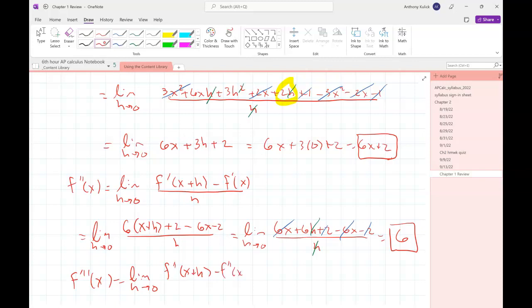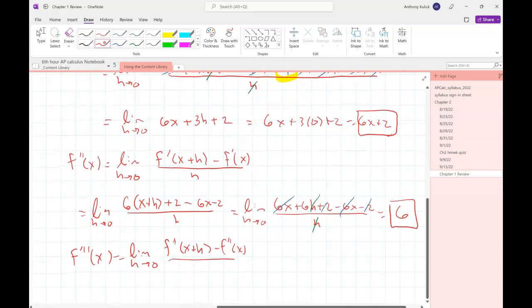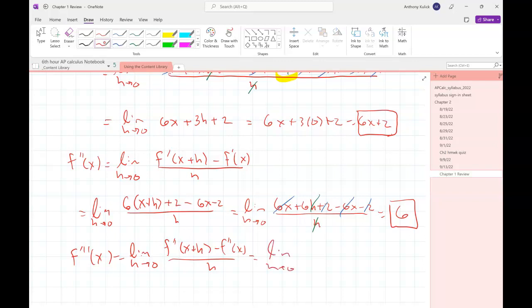So this would be our setup, right? When I do this, I get 6, and I need to put limit as h approaches 0. So if my f double prime is just 6, then f of x plus h is just 6, right? Yeah. And I have that.